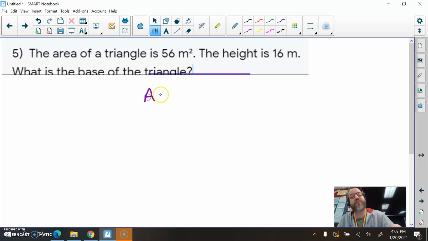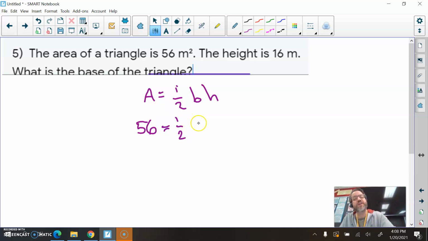So I'm going to write the formula down. Area equals 1/2 times base times height. And then I'll start substituting in numbers, values that I'm given, that I know. Do I know A, the area? Yes, I do. The area of the triangle is 56 square meters. So 56, I put that in for A, equals 1/2 times the base. Do I know what the base is? No, that's what I'm trying to find. What is the base? So I'll just put B there. Times the height. I do know the height. That is 16 meters. So I'm going to have to solve this equation.